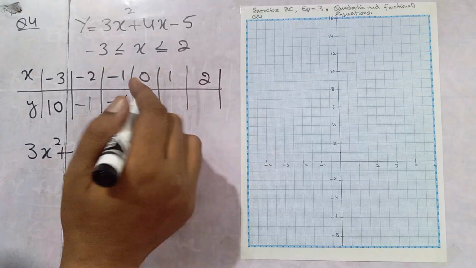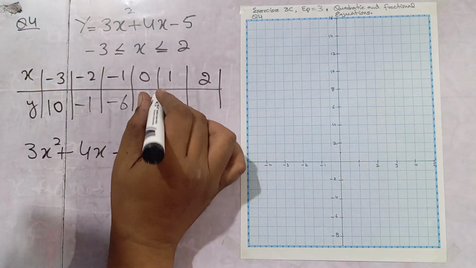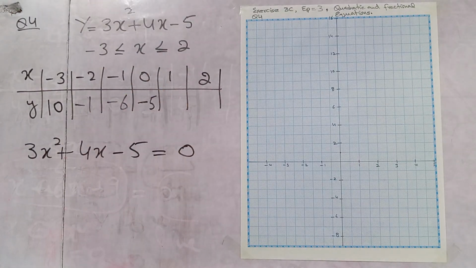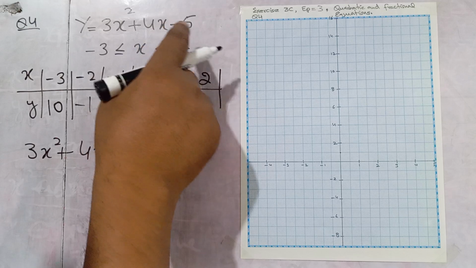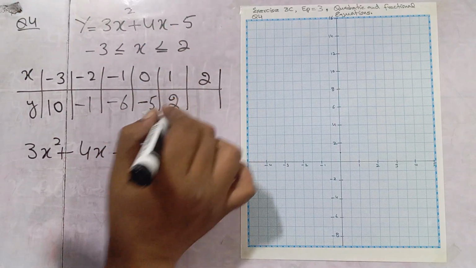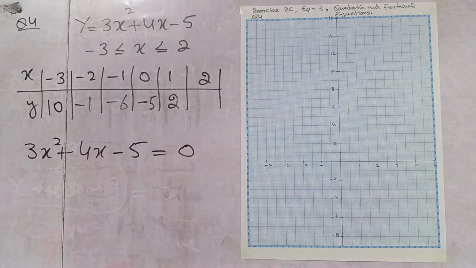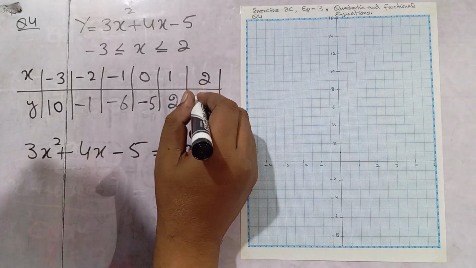Then I will enter 0, that will give me -5. When I will enter 1, it will give me 3 plus 4, 7, 7 minus 5, that will give me 2. When I will enter 2, we can do calculator: 3(2)² + 4(2) - 5 equals 15.